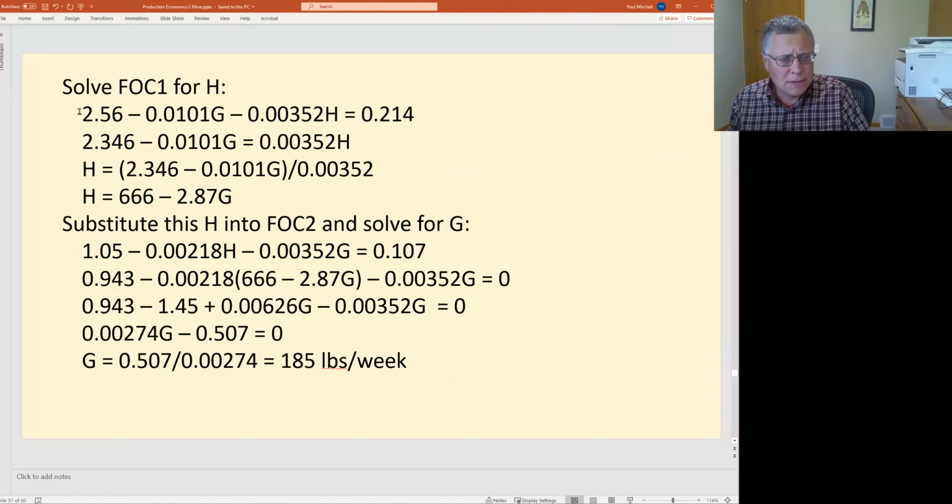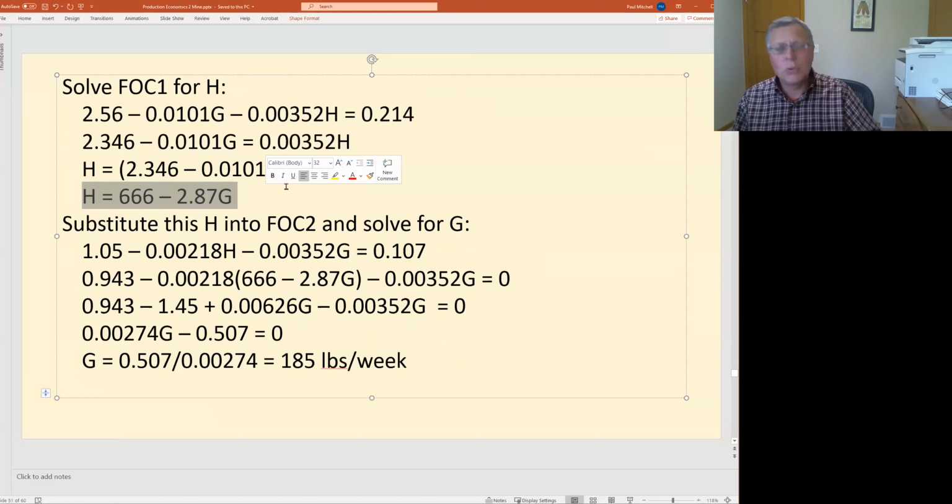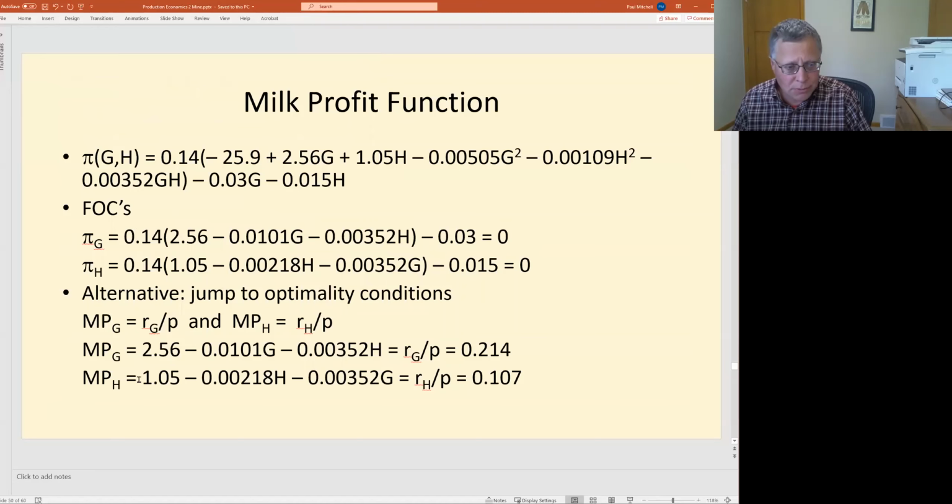It's the same as before. It's the marginal product equal to the price ratio of 2 to 1. Now let's solve that first order condition for H. Go through the algebra, put all the G's and H's on one side, then divide by that 0.00352. And what do you get? H equals 666 minus 2.87 G. Take that and put it into the second first order condition, put that in everywhere there's an H, and then solve for G. So here's the second first order condition. This is the simplified one where I jumped right to the marginal product equal to the price ratio.